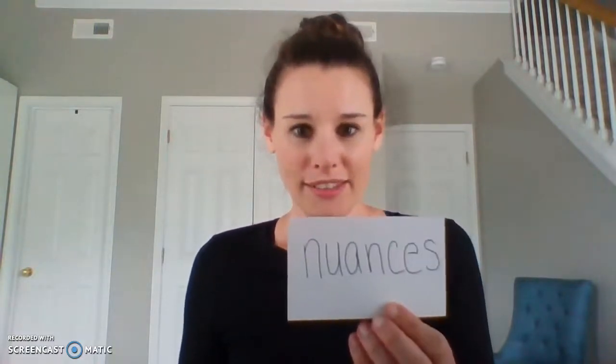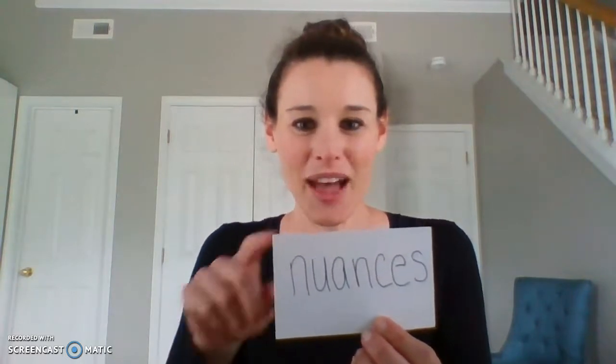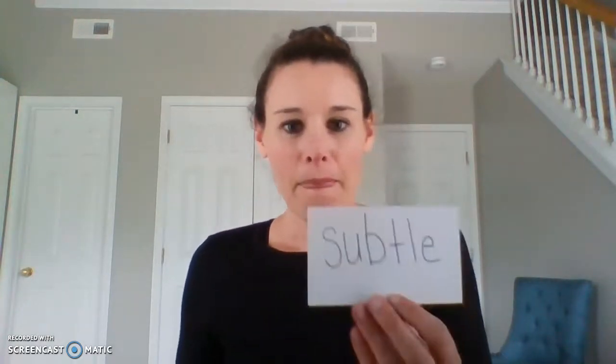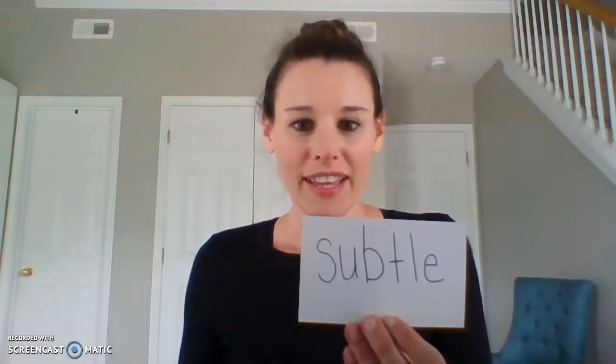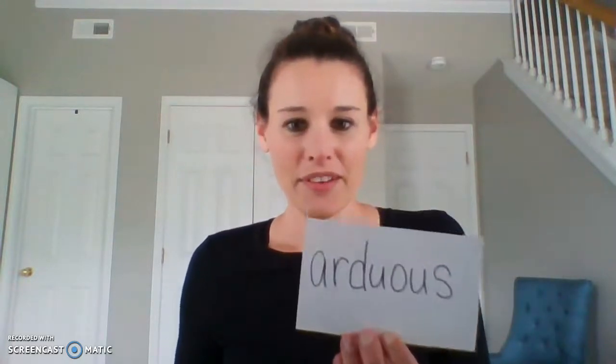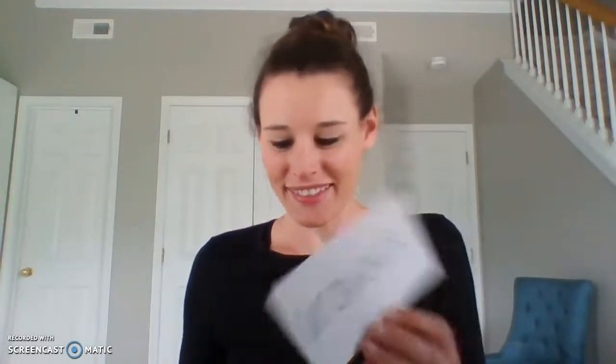Okay, so our first word that you're going to be reading in our text today is going to be the word nuances. Now, this might be a totally new word for you guys, so we're going to be using some context clues to figure out the meaning of the word nuances. The next word is subtle, and so that B is silent, subtle. The next word, arduous, arduous.